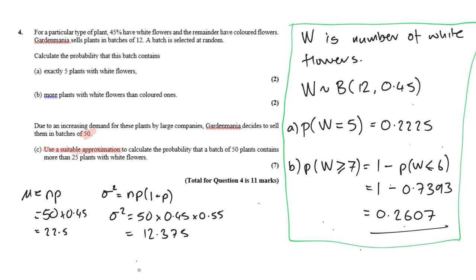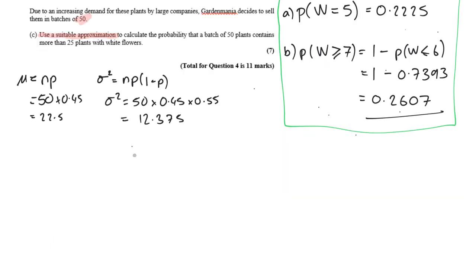Cool. So overall, that means that we can now rewrite our binomial as a normal distribution. So we're going to need to create a new binomial here, and let's give that a new letter. Let's call it V. V can be modeled as a binomial with 50 trials and a probability of success of 0.45. V is approximately equal to X, where X is a normal distribution with 22.5 as the mean and 12.375 as the variance.